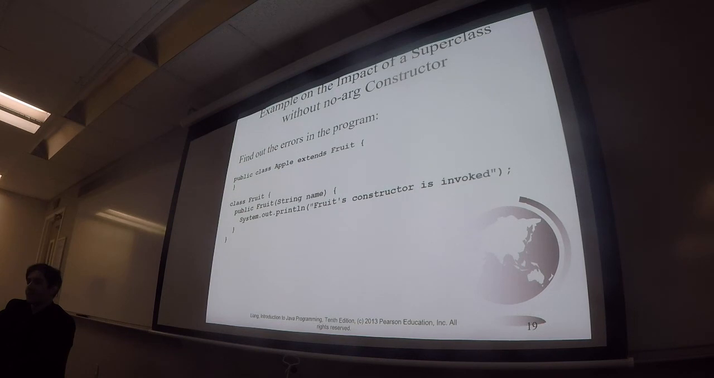Is that runtime? No, compile time. How can I fix it? By adding a default constructor for Fruit, or adding a one-argument, string-argument constructor with super for Apple. You can add a no-arg default constructor to Fruit, or create a constructor for Apple whose first statement is a super that passes one argument.